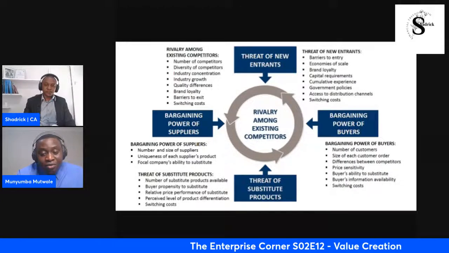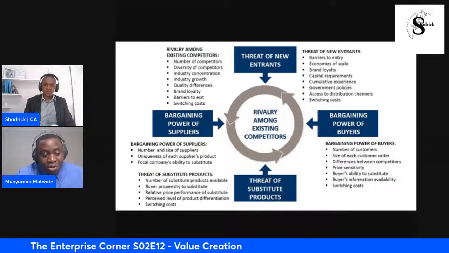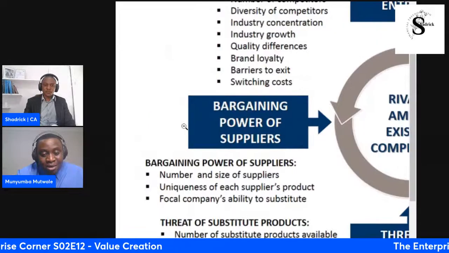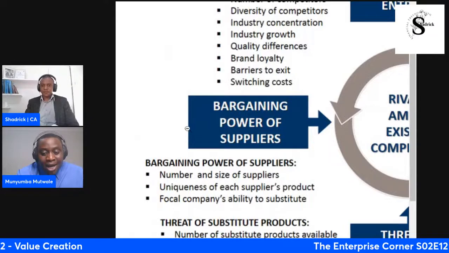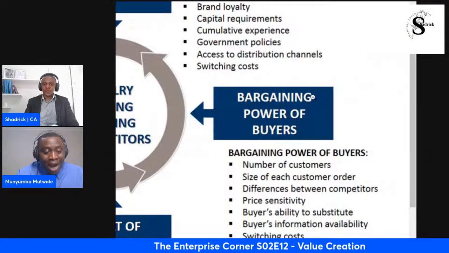These are rivalry amongst competitors. The first thing you have to look out for, and I'm going to go anti-clockwise, starting from here, is called the bargaining power of your buyers.